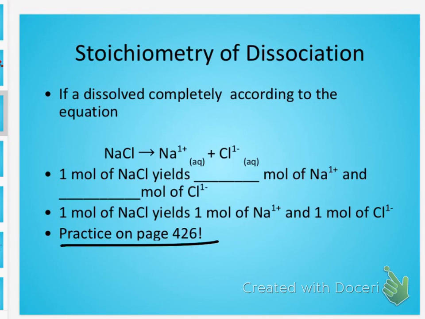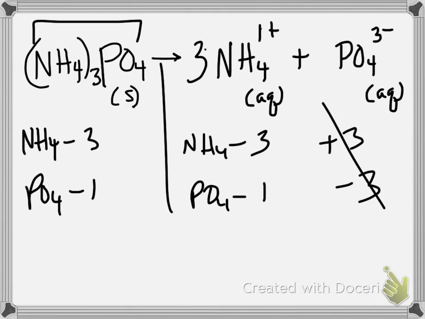If you want to look at the practice on 426, you can, though we've kind of done a few practice problems. I think you kind of get it. But here are the kind of questions that can be asked. How many moles of ammonium ions would we get out of 1 mole of ammonium phosphate? 3. We get 3 moles of ions. How many total moles of ions would we get dissociated out of 1 mole of ammonium phosphate? 4, because we'd have 3 moles of ammonium ions and 1 mole of phosphate ions. So that's really all there is to the dissociation stoichiometry.